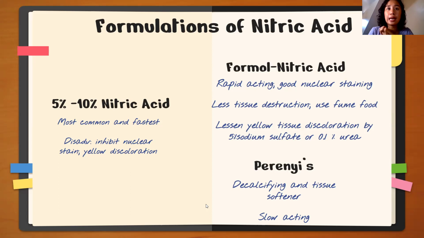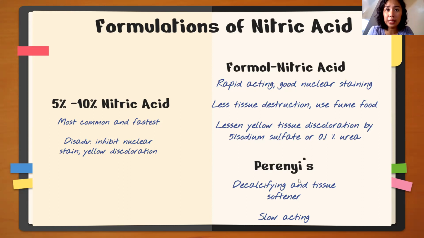Next, formol nitric acid, which has formaldehyde mixed in. It is more rapid, better for nuclear staining, and causes less tissue destruction. However, use a fume hood, since formaldehyde and nitric acid are mixed. So this is better than plain nitric acid. You can lessen the yellow discoloration by adding 5% sodium sulfate or 0.1% urea.